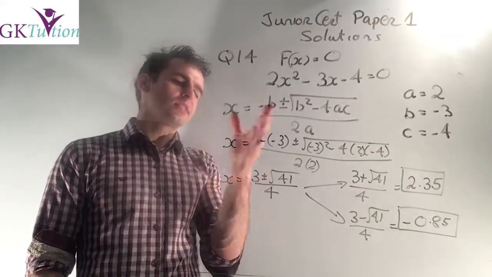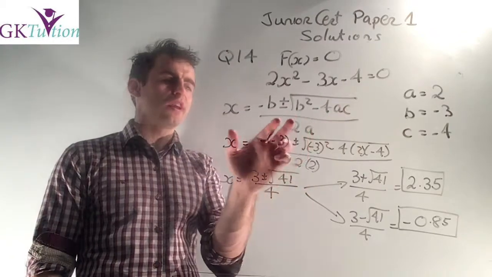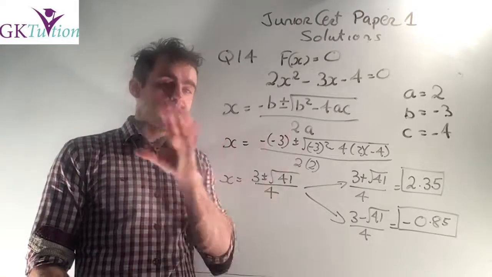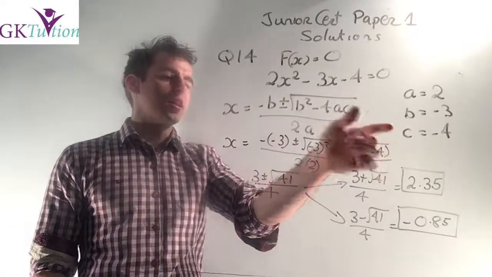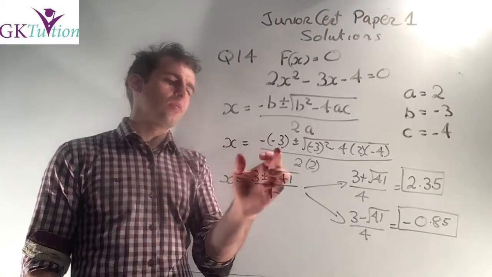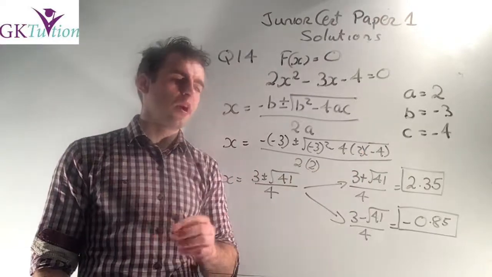And I'm subbing into x is equal to minus b plus or minus the square root of b squared minus 4ac over 2a. You can get that straight from your log tables. So that's the way I would set up my question. I'd write a, b, and c, I'd write my formula, and then it's foolproof. Then you just sub in. Instead of a b, I'd put in minus 3. Instead of an a, I'd put in 2. Instead of a c, I'd put in a minus 4.